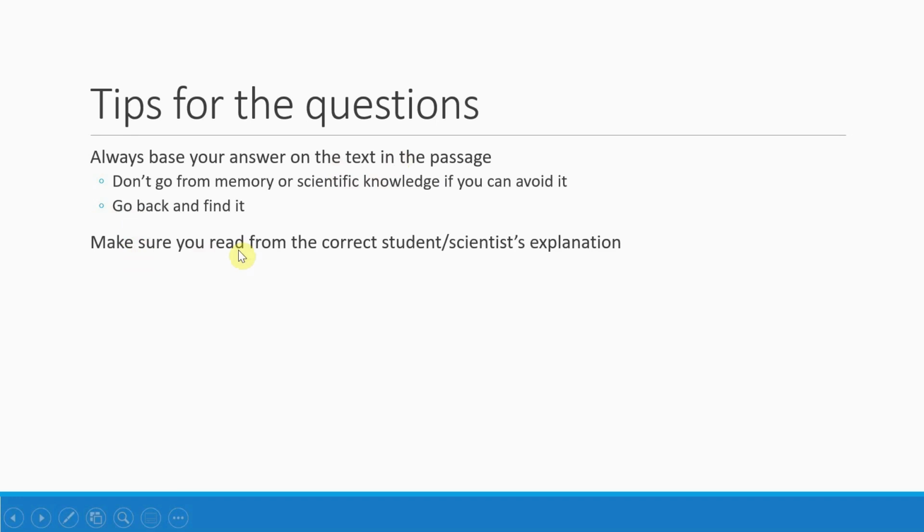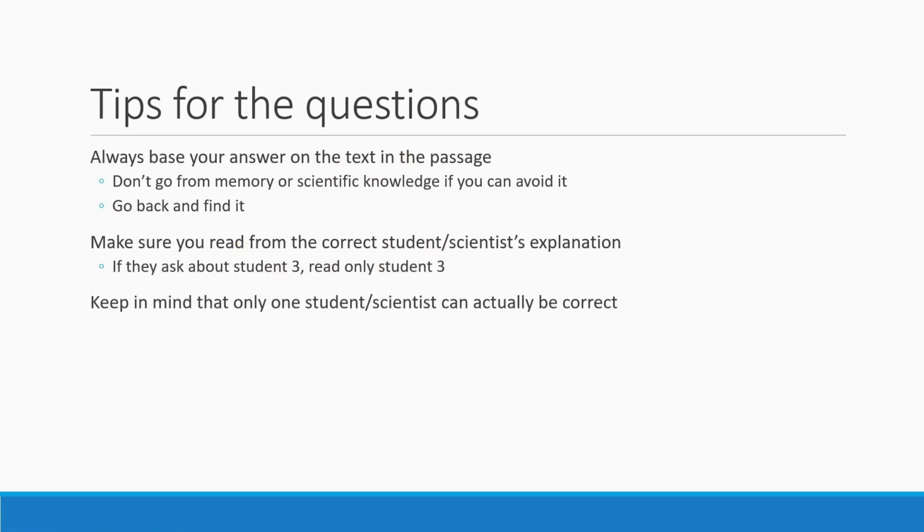All right, make sure that you read the correct student or scientist explanation. There's going to be multiple of them. Like I said, the most common mistakes in science are just misreading things. You might be going to the wrong experiment. In this case, it's usually they ask about scientist 4 and you gave the answer from scientist 3. So if they ask about student 3, only read student 3's explanation. Don't go and start comparing it to everything else if they didn't ask about anyone else.